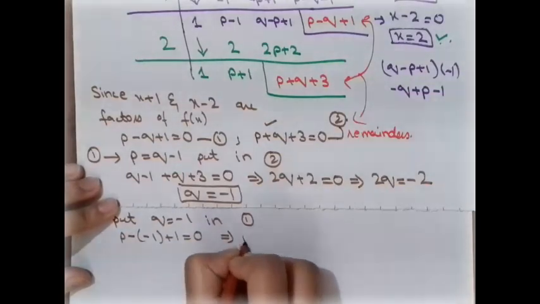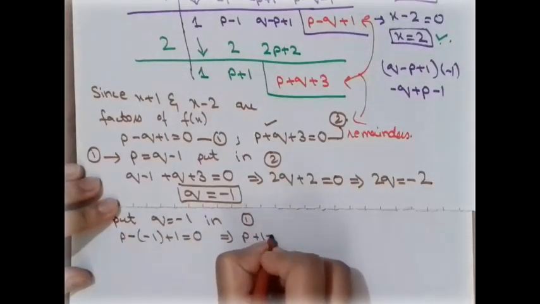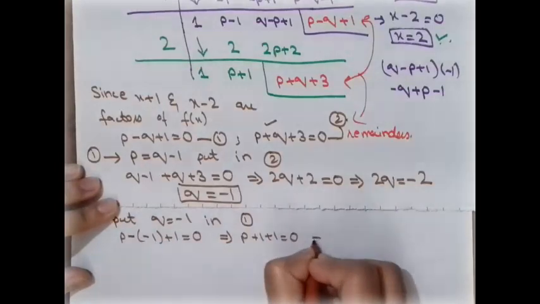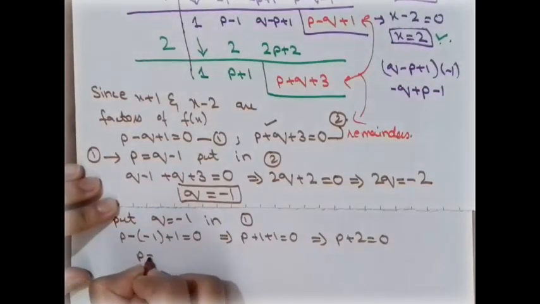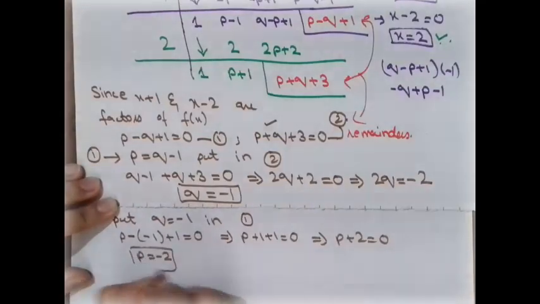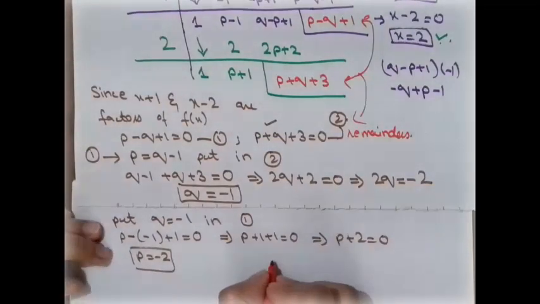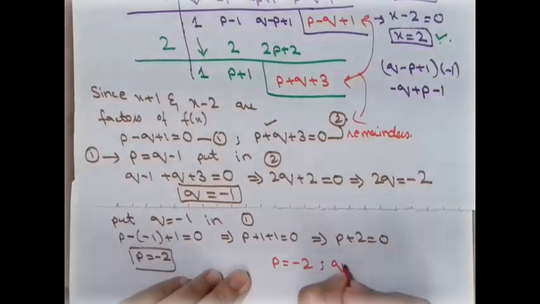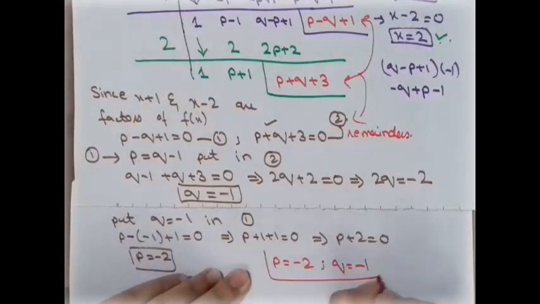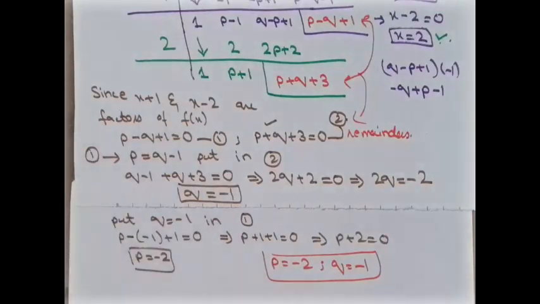Now to solve it, p plus 1 plus 1 equals 0. It means p plus 2 equals 0, and it means p equals minus 2. So in this way we calculate the values of p and q, which are the required conditions. So in this way we find the unknown coefficients by using synthetic division.